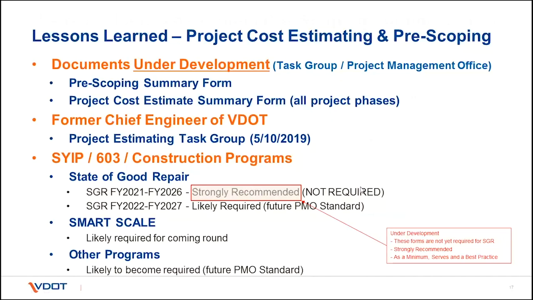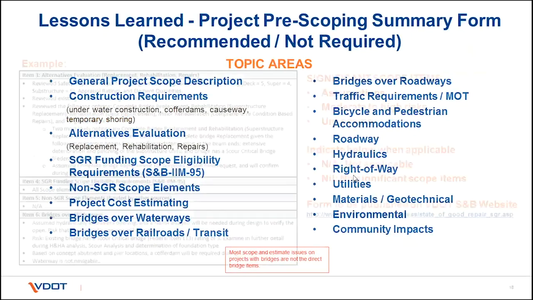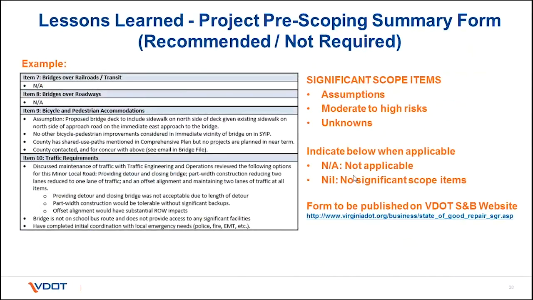We're a little bit ahead of the curve in our process, but in future rounds, it'll probably become required like other programs. So this is covering the pre-scoping summary form, and I just want to show that it's a very simple form where you fill in text boxes for various scope elements of the project. Like I was mentioning earlier, it's good to have a little bit of detail on each scope element. As you go through those various scope elements, you put in some verbiage with a focus on any assumptions you've made, any items that have a moderate to high risk, as well as unknowns. Those are the types of things we need to be focusing on.